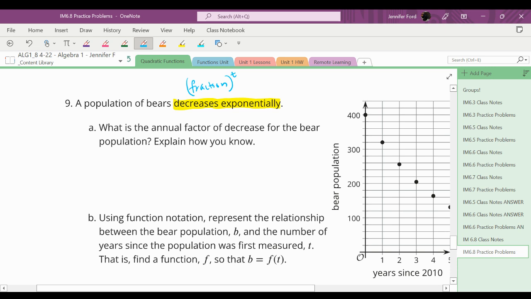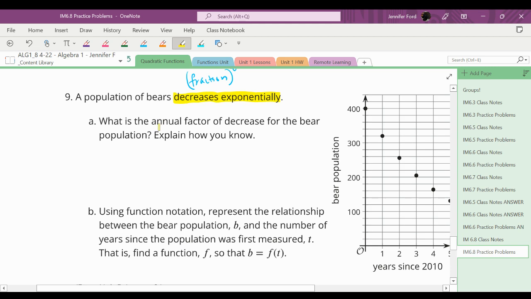Okay. Because it's going to be like a half times a half times a half, or a third times a third times a third. So the trick here is figuring out what fraction is that common multiplier, and that is what it means when it says annual factor of decrease. That's the fraction that we're looking for. Okay, so let's look at this.